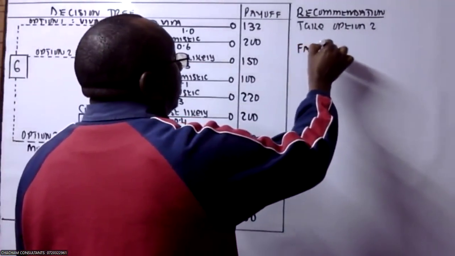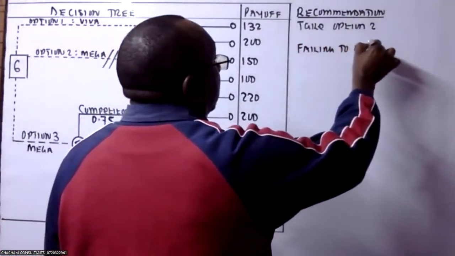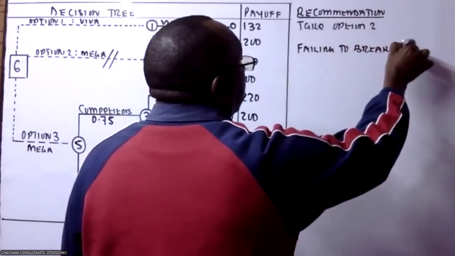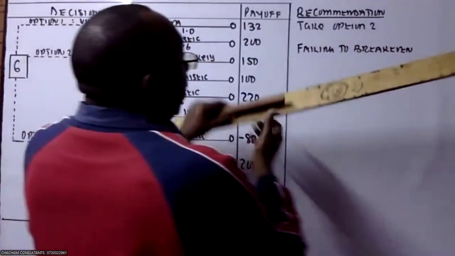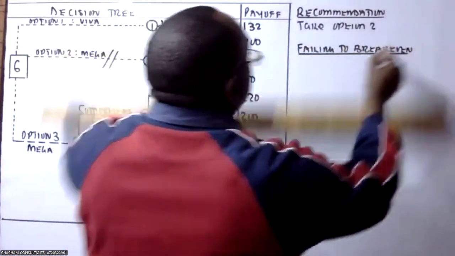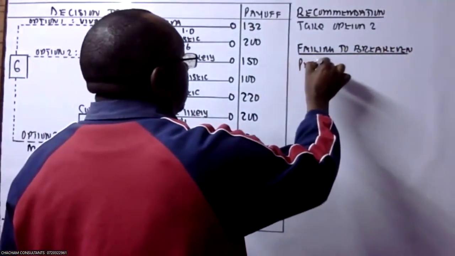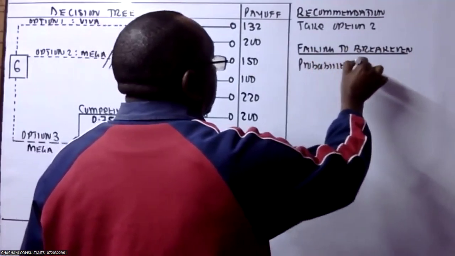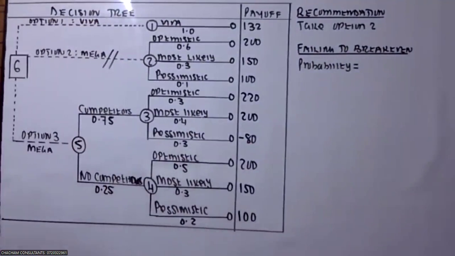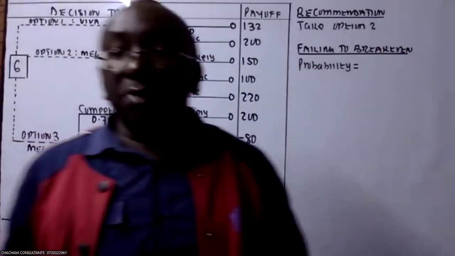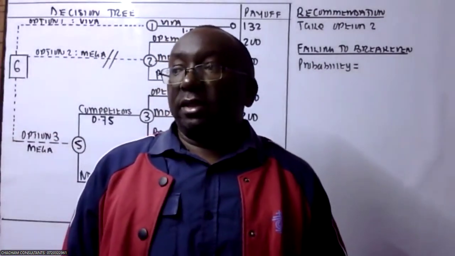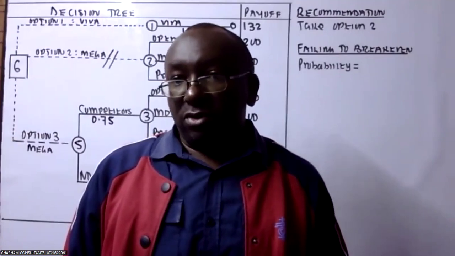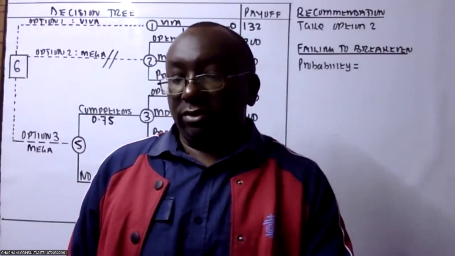Failing to break even. So the probability will be, we are told, in option 3 only. Yeah. So failure to break even means your costs are more than your revenues.